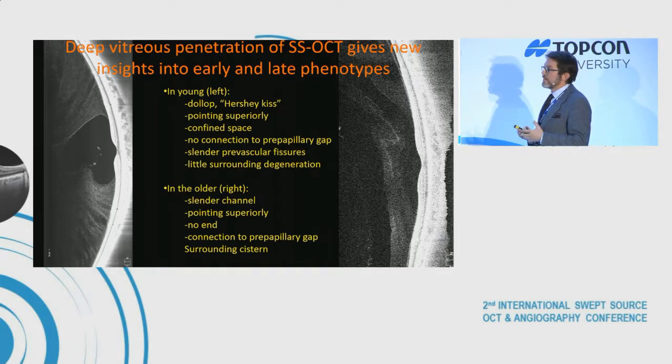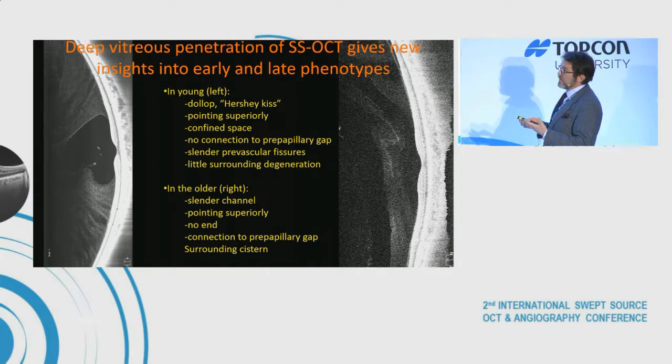This is something that I did not believe existed, and is what Kishi had always maintained, that this is a boat-shaped contained space. And this really seems to be the case, at least in the young eyes. So we have termed this the dollop or the Hershey kiss bursa. It's pointing usually anteriorly, in contrast to older eyes where you're familiar with the extension of the bursa pointing superiorly. It is a confined space that doesn't make any connection to the prepapillary gap, and the prevascular fissures are very slender, and you don't really see any true degenerative spaces.